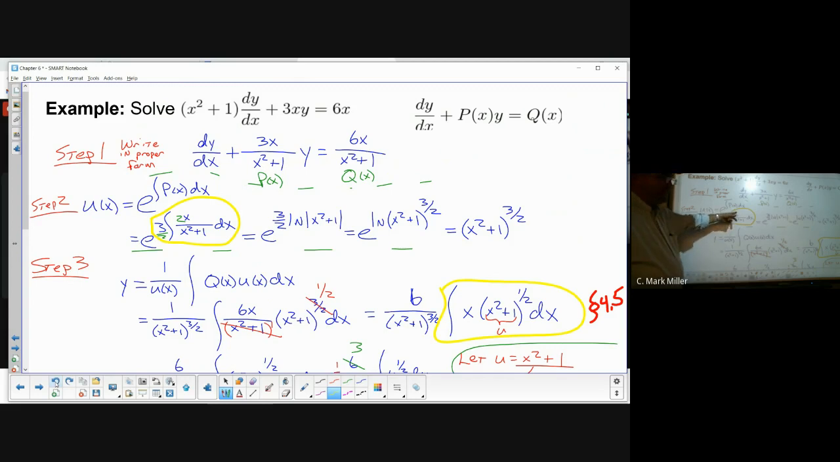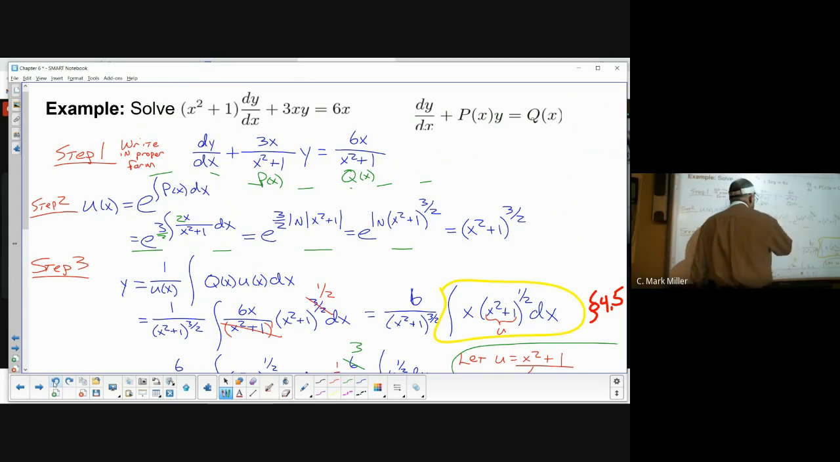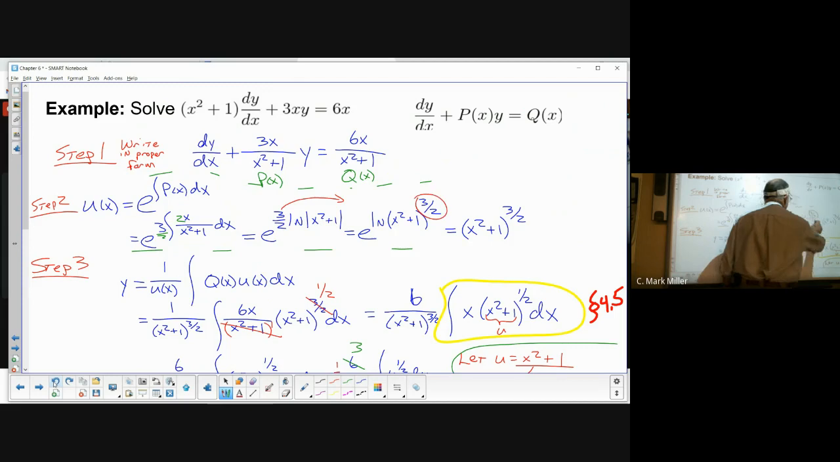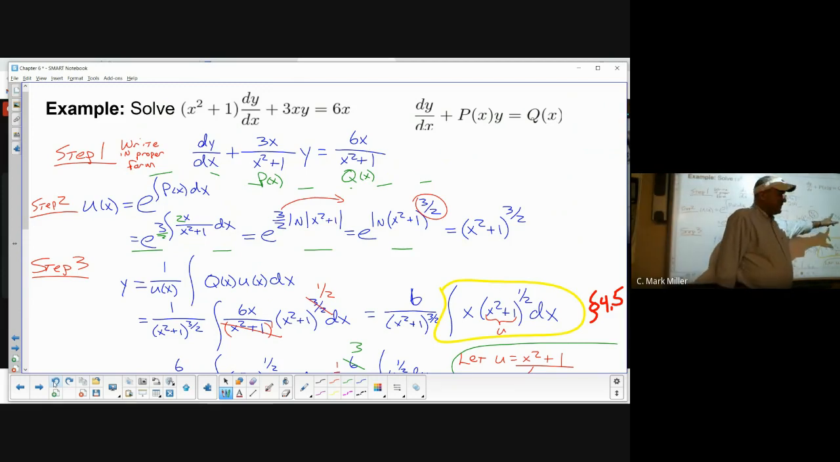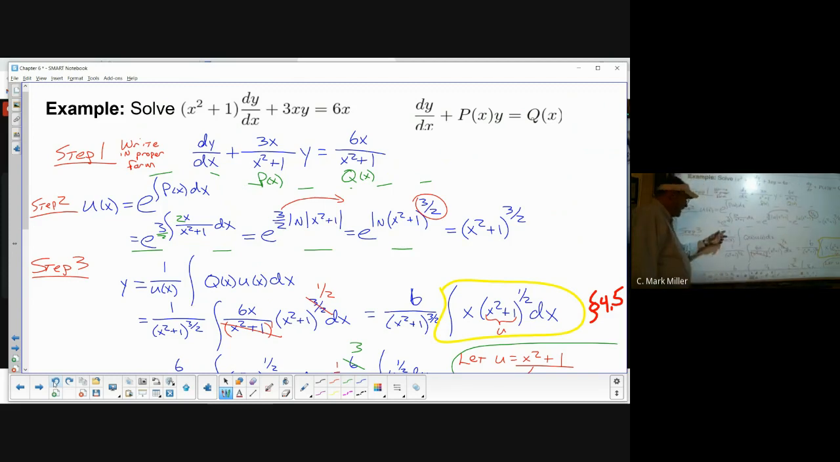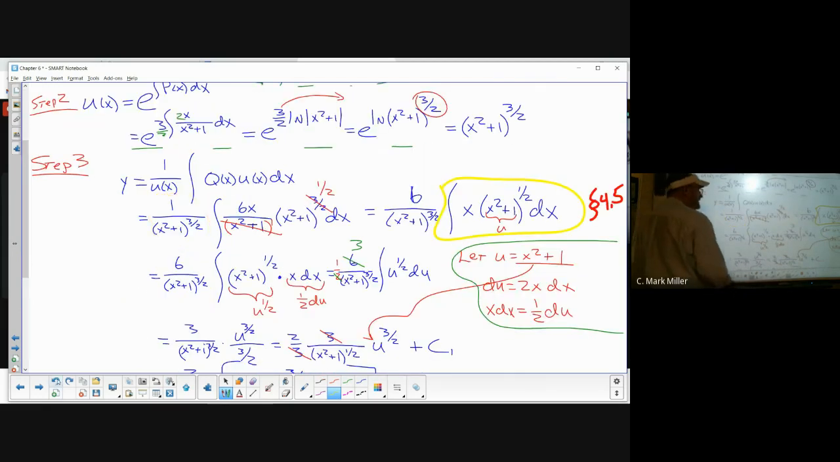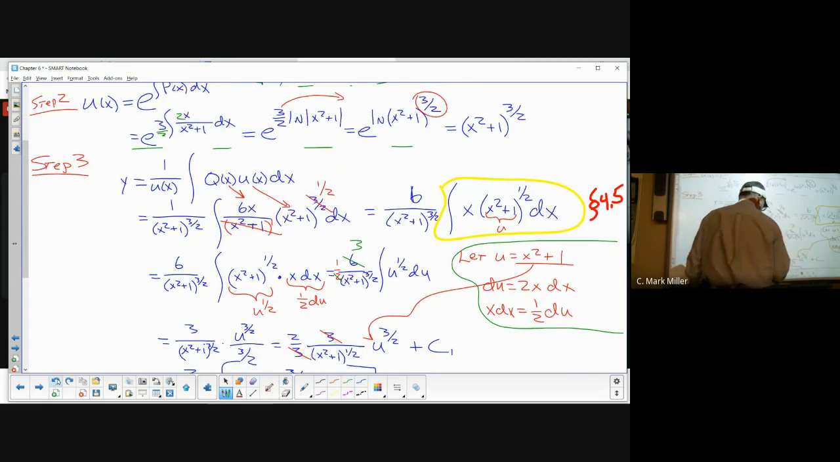So you have something in the top that can be made into the derivative of the bottom. That comes out to log of the bottom. Then you have this 3/2 up front. That 3/2 up front goes up top here as an exponent. And then e to the natural log of anything is the anything. So this is our u of x. 1 over u of x gave you this, is 1 over u of x. And then here you have q of x times u of x.